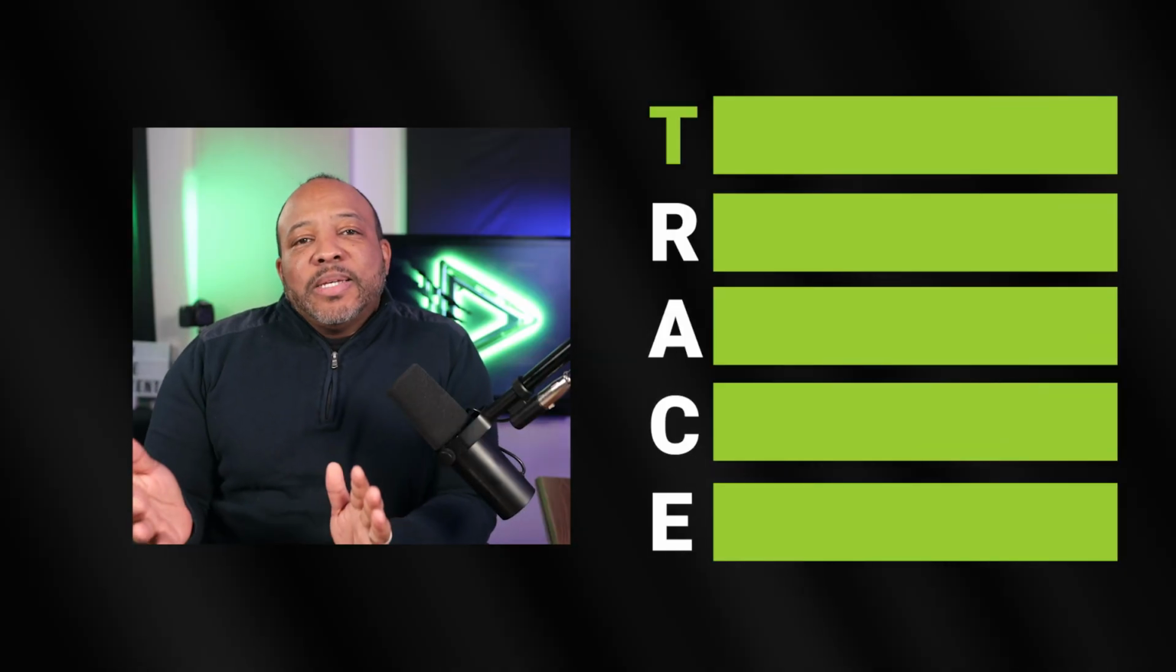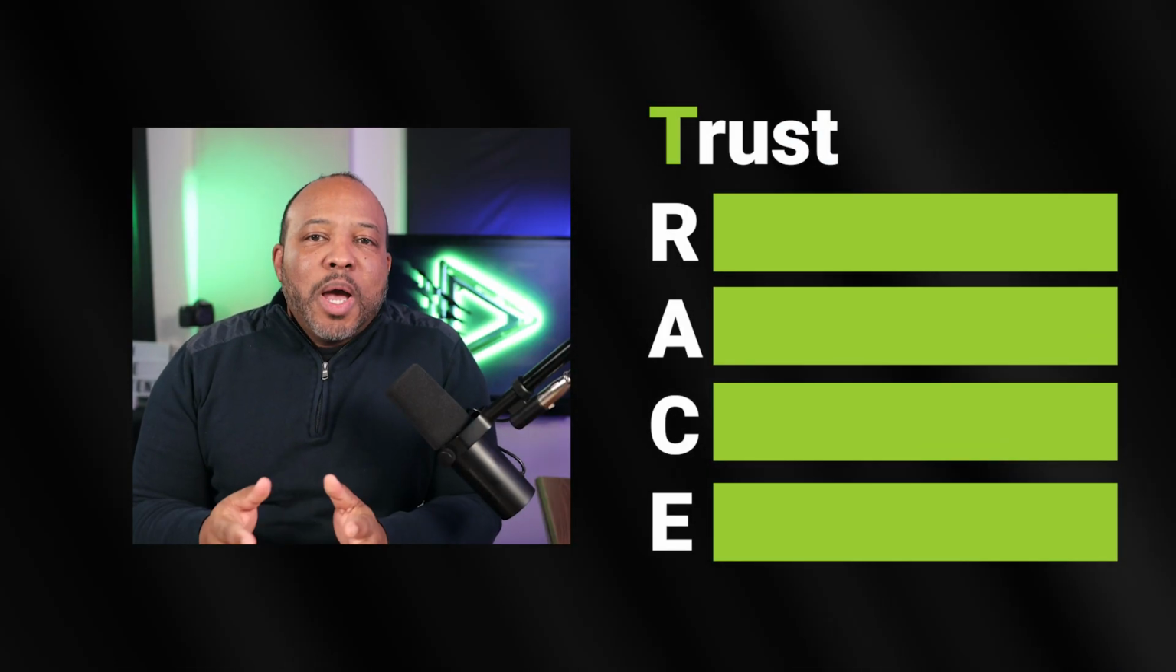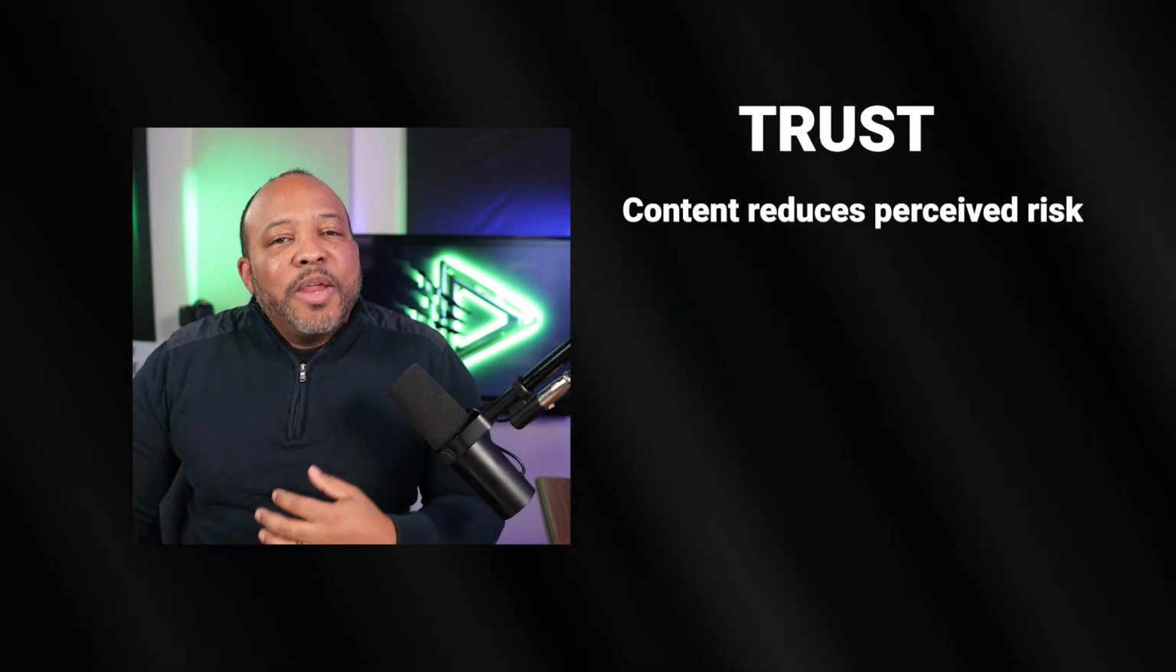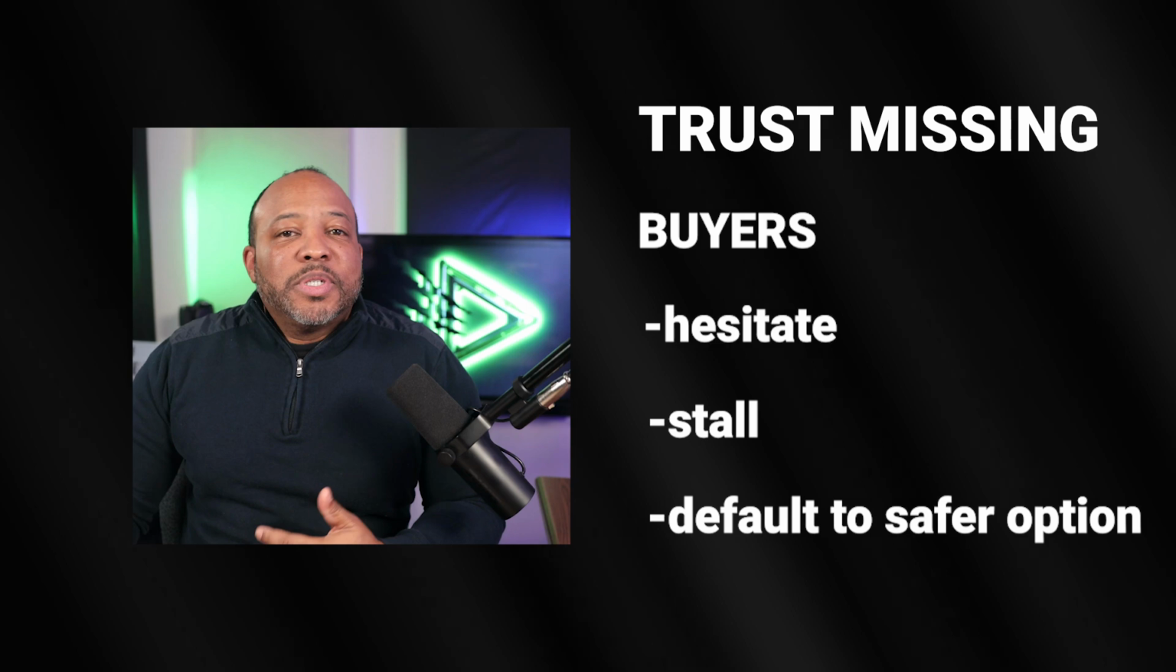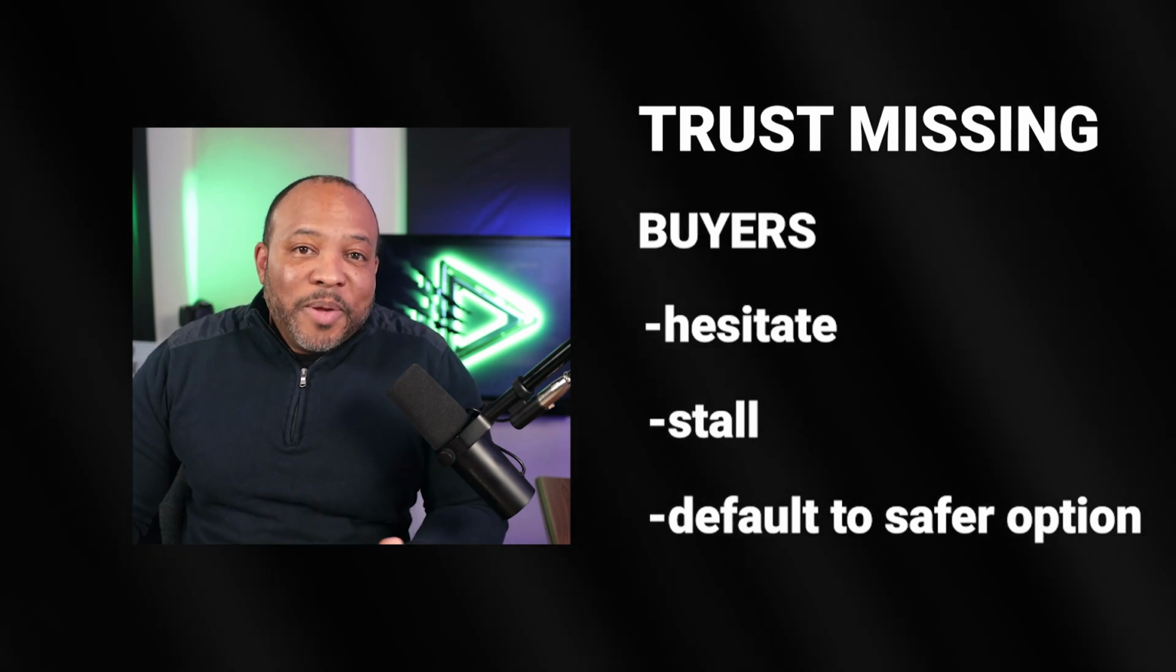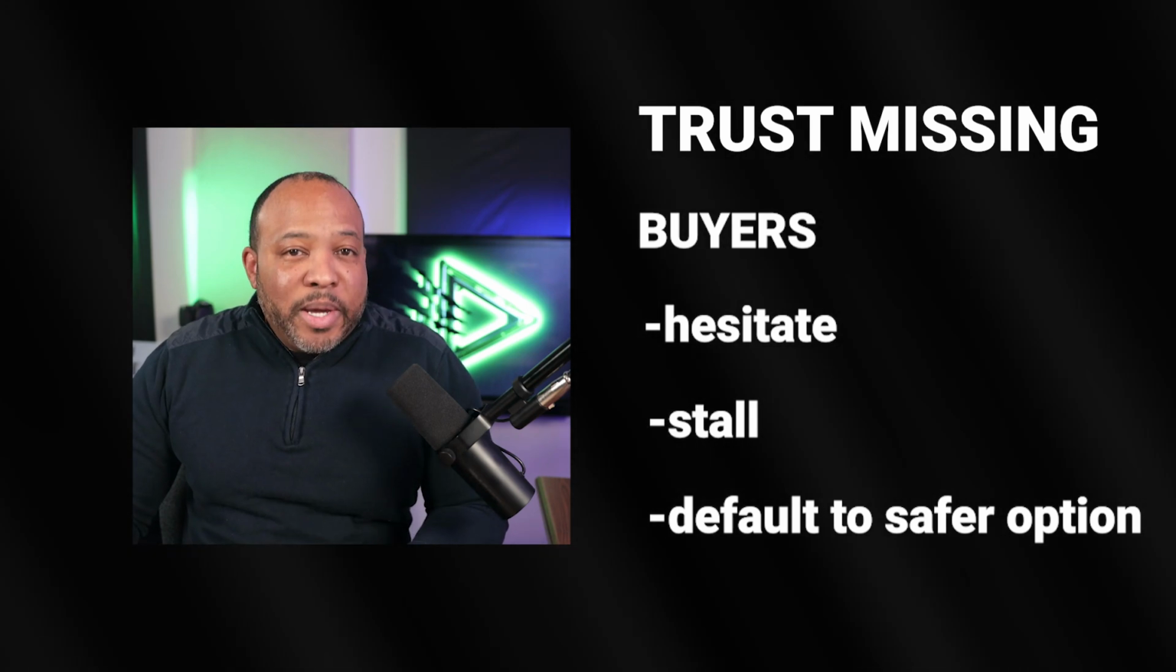The T in TRACE is trust. Trust is the first job that content does. Trust means your content reduces perceived risk and increases buyer comfort with your expertise. When trust is missing, buyers hesitate, stall, or default to the safer option, which could be to do nothing, even if your product or service is better. Trust is why content works, even when you can't attribute it, because it's shaping comfort long before anyone fills out a form or talks to a salesperson. In summary, trust reduces perceived risk so buyers can feel safe moving forward.